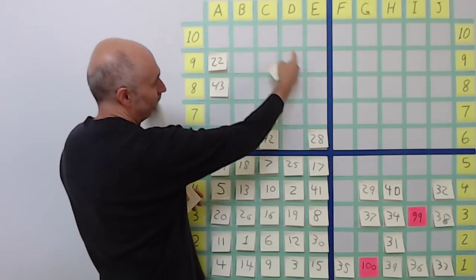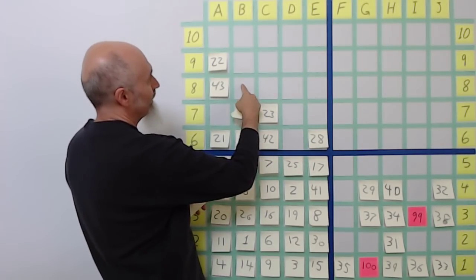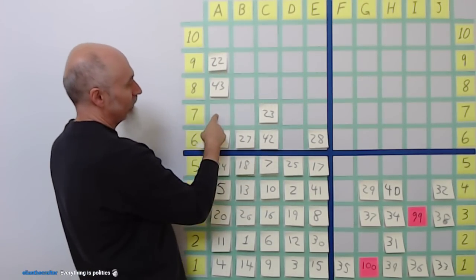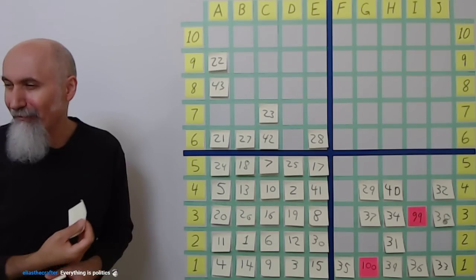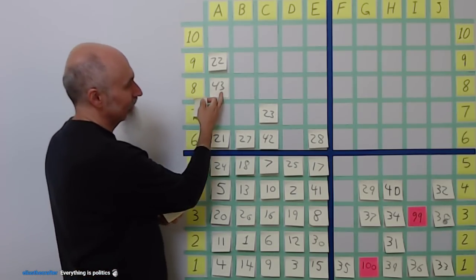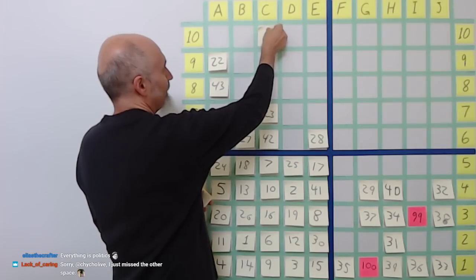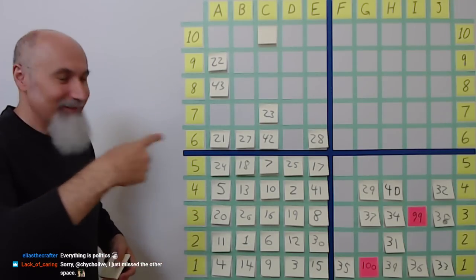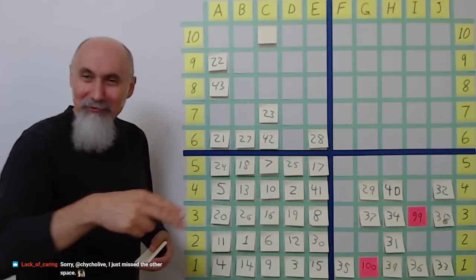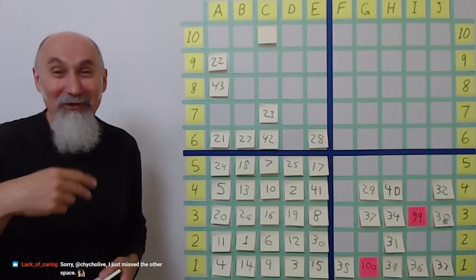42. What should we do? 43, 44, 45, 46, 47, 48. Let's do it. I'm going to start laying the stuff down. Everything is politics. If you guys want me to move in a certain direction, let me know. I'm gonna kick it up Speedy Gonzalez style, so people don't have time to talk politics.